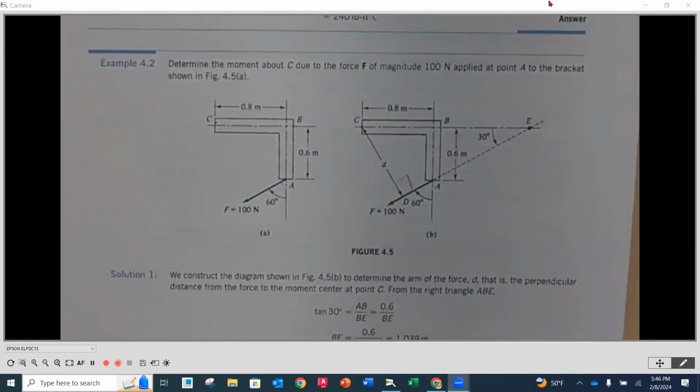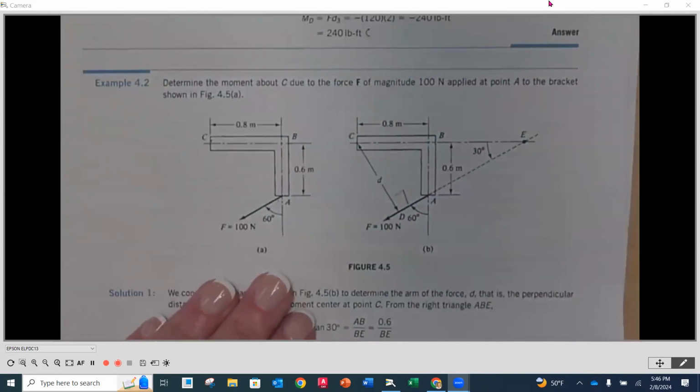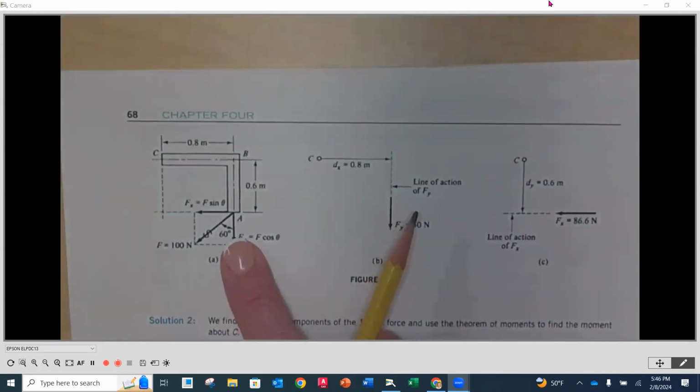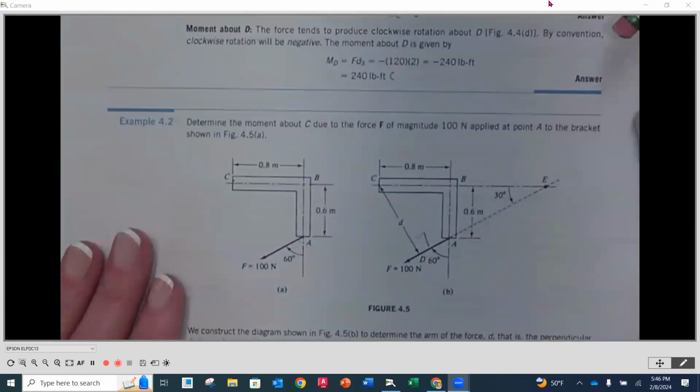Then we're going to get a number for the moment. The other way that we're going to solve this, at the top of the next page, is to break that force into its components. We're going to see how by using the X and Y components, we can also obtain the very same answer for the total moment around C. There is a solution 3, but we're not going to do that. We're just going to do these first two, and that's plenty.